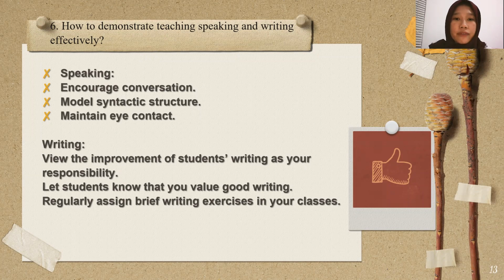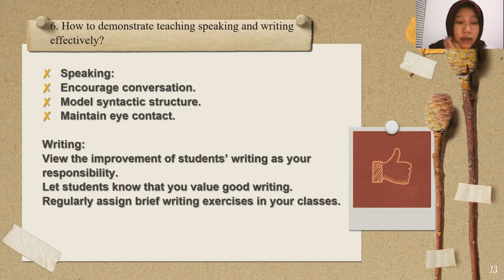Second, model syntactic structure. Our students may not use complete oral syntax in informal speech, but encourage them to do so when they are in the classroom. When students use fragmented syntax, model complete syntax back to them. Last, maintain eye contact. Engage in eye contact with students during instruction and encourage them to do the same. For your information, maintaining eye contact will help learners gauge their audience's attention and adjust their language, as well as the balance and organization of their speech.